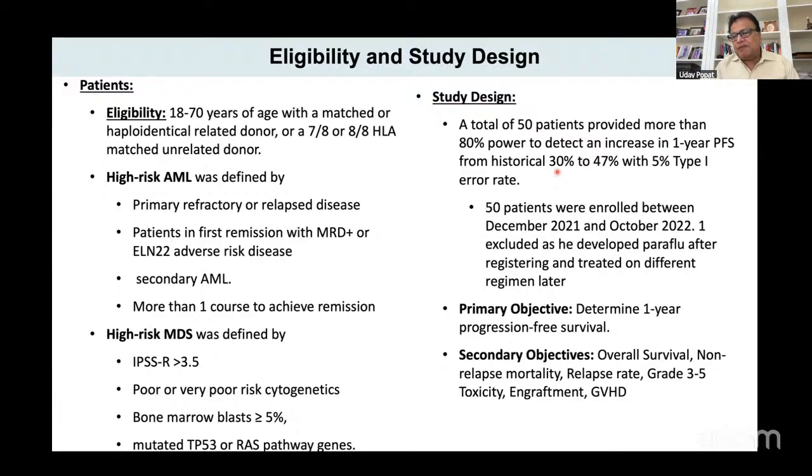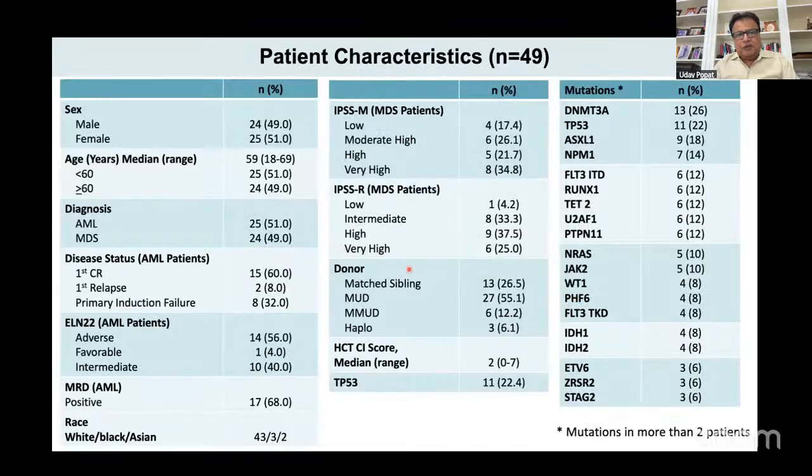So essentially, these were very high-risk patients, and our expected progression-free survival was 30% in this cohort. And we said that 50 patients will give us the power to increase this to 47% with a type 1 error rate of 5%. We enrolled 50 patients between 2021 and 2022. And the objective was 1-year progression-free survival. And the idea was, can we beat this historic rate of 30%? So this was the cohort.